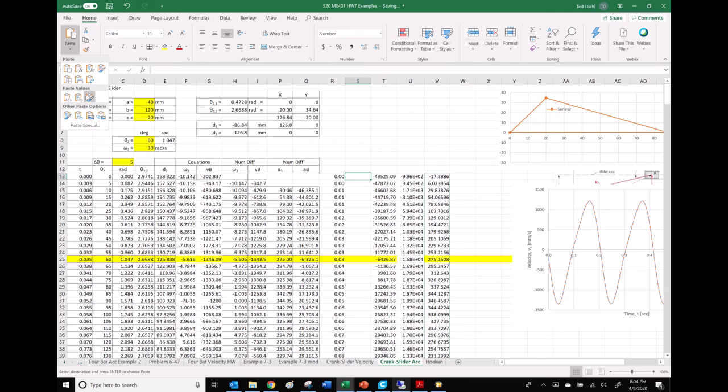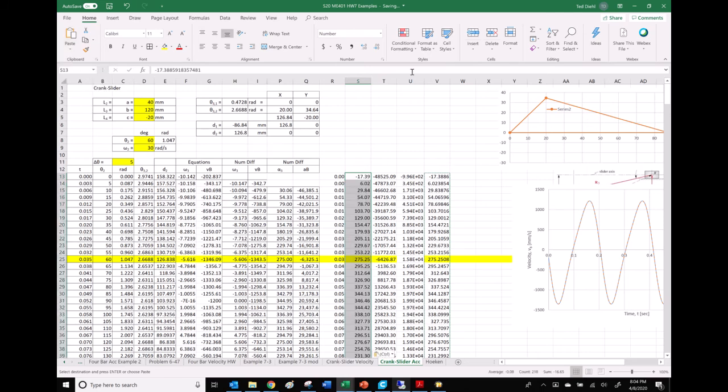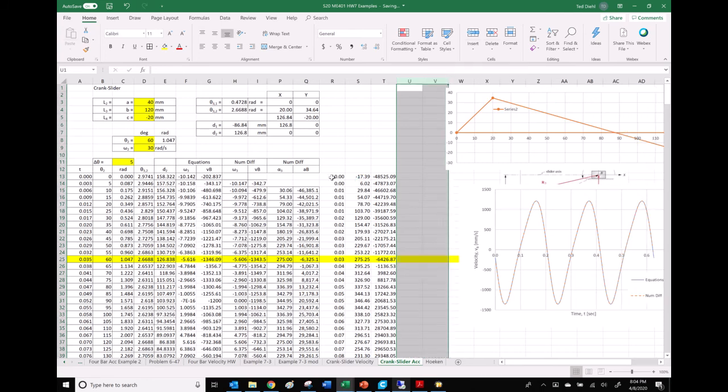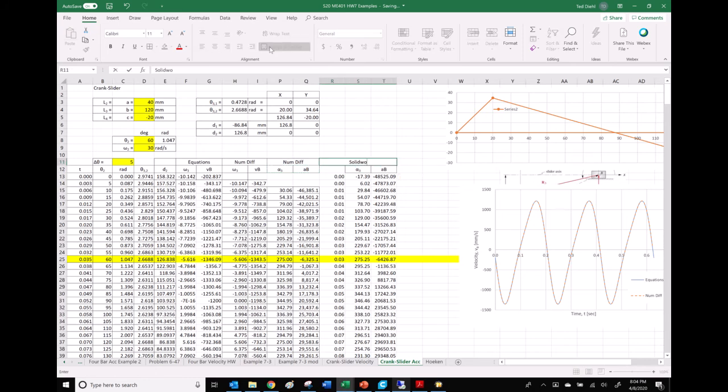So paste his values here. Boom. And then, so I can get rid of both of those columns. I did that so they would be in the same spot, right? We could do this right here, and we go SolidWorks.